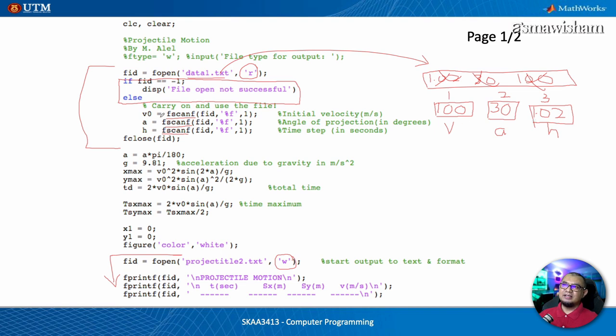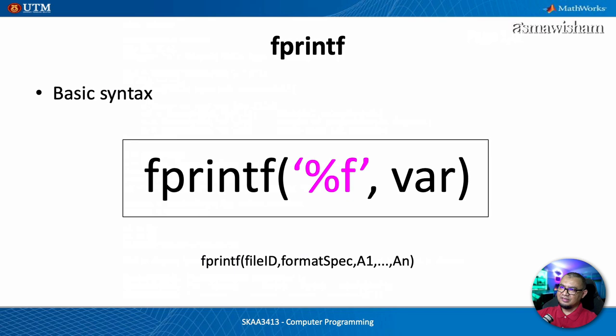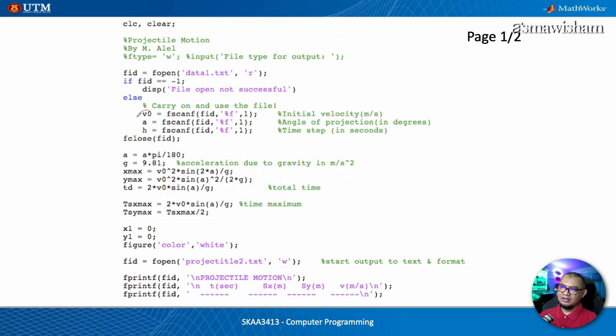So what happens in here? The data inside this text file will be equivalent to some variables in here: V, A, and H. You already have the value of V, so this V will be used for the calculation. Then this A will be used for the calculation in here, and this value H we also use for the calculation later. So this is the idea of how you can make it.